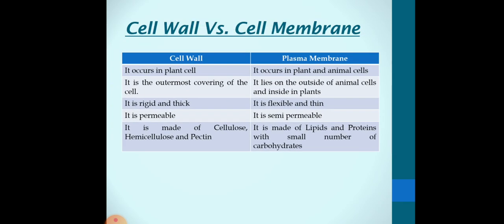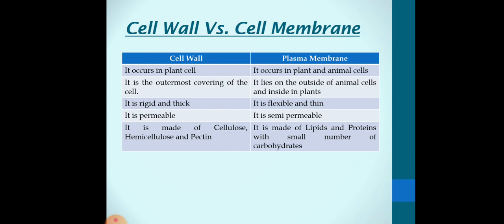So cell wall is found only in plant cells, whereas plasma membrane occurs in plant and animal cells also. Cell wall is the outermost covering of the cell, whereas plasma membrane is the outermost covering in case of animal cells, but in plants it lies inside the cell. Cell wall is rigid and thick, whereas plasma membrane is flexible and thin. Cell wall is permeable, that means it allows the entry of all the molecules, whereas plasma membrane is semi-permeable, that means it allows the entry of some selected molecules only.